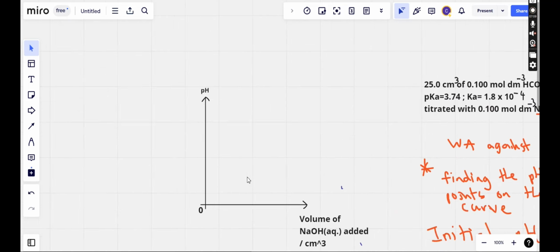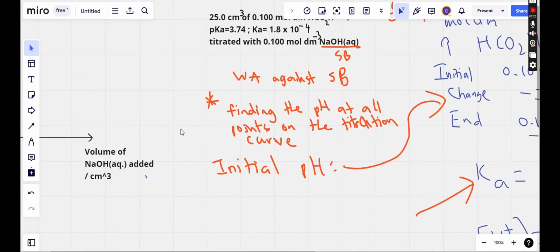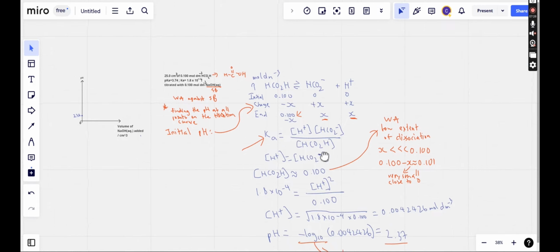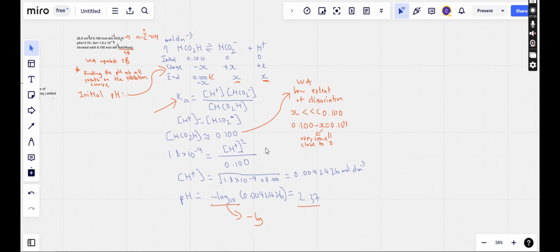I will go back here and let me plot it here. Okay, let me just estimate. Let me start here, 2.37, and then, okay, I will move this entire chunk to somewhere else instead.